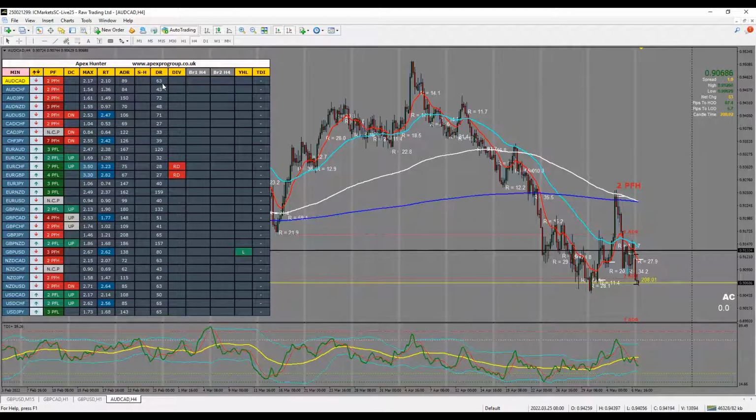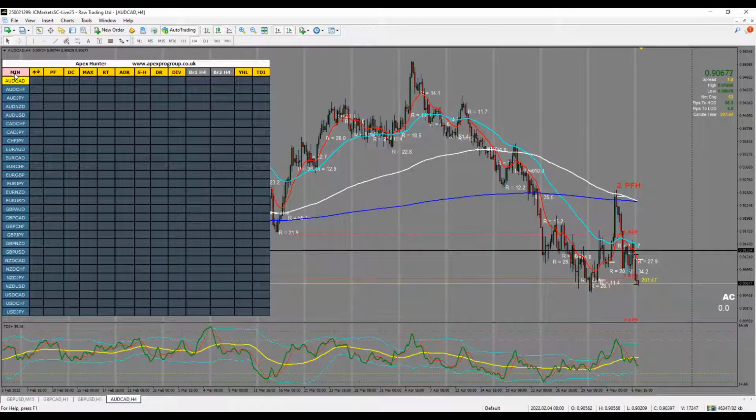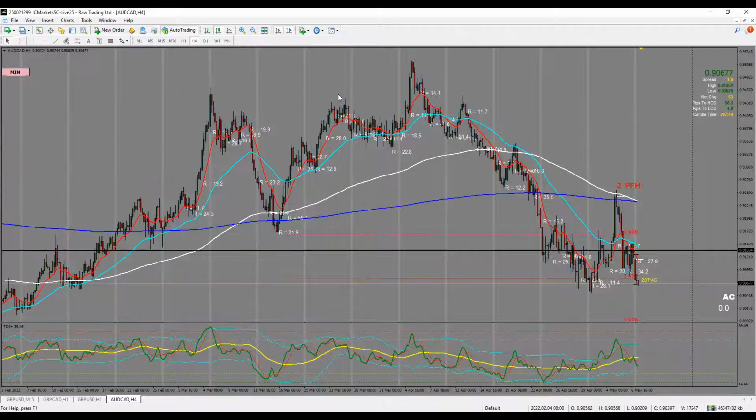So across the top, we have our columns, which all have little abbreviated titles. We have our minimize button here. So if you want to do analysis, you can make it small so that you can see most of your chart, which I quite like.